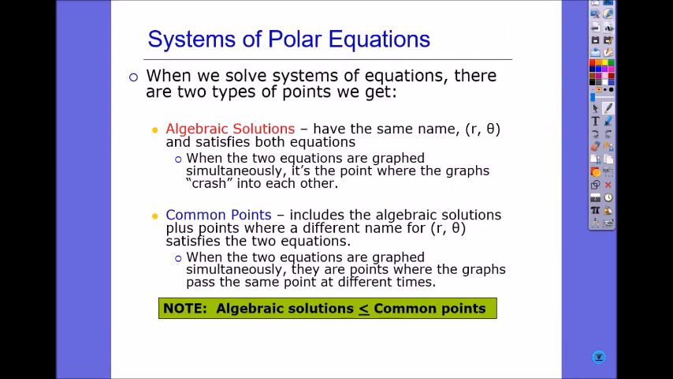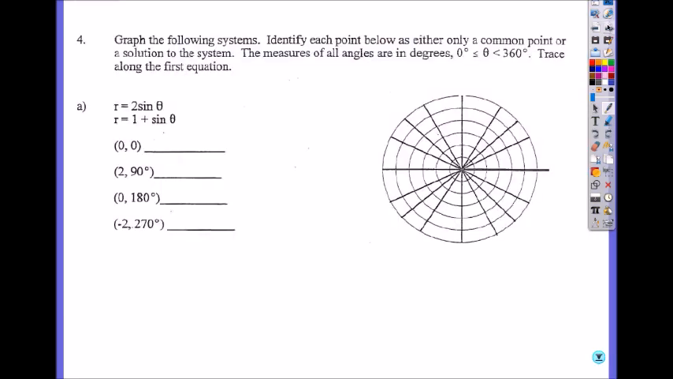So here, please go ahead and read this note. So solutions are when they crash at the same r and theta. Common points are where they intersect, but including all the algebraic solutions with non-solutions, okay? So let's do just one more.